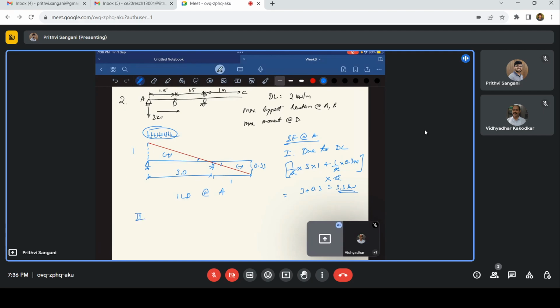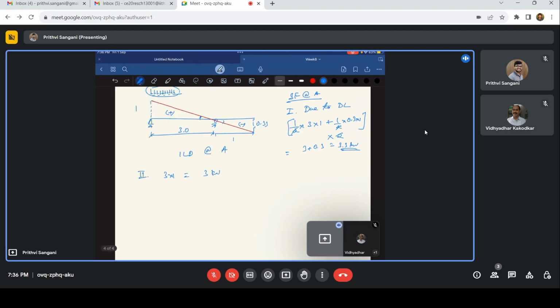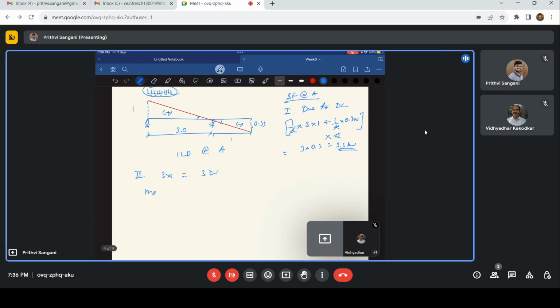What about the live load? Where should I place the live load? The live load should be placed where the ordinate is maximum. The ordinate is maximum at A. It is one. So I'll place 3 times one there, that is 3 kilonewtons. So put together, the maximum shear force at A is 6.3 kilonewtons.